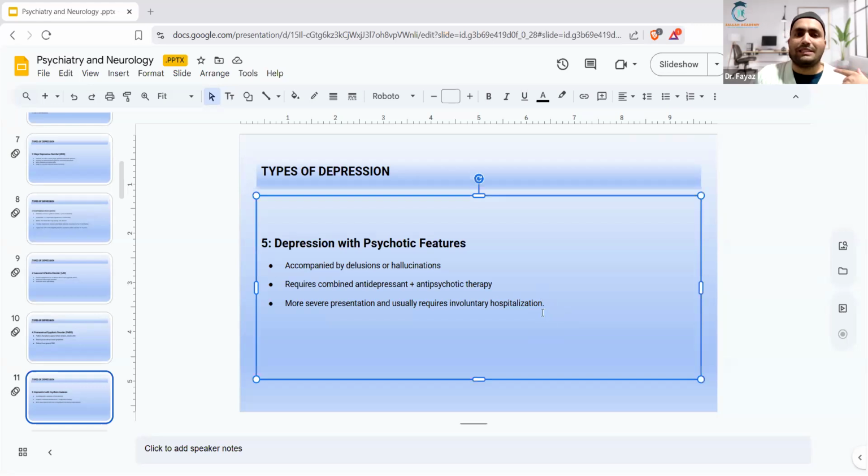We have something that we call postpartum psychosis. Some women experience psychotic features after giving birth. In these cases, treatment is starting with antipsychotic and then adding antidepressant. We don't start with antidepressant alone.